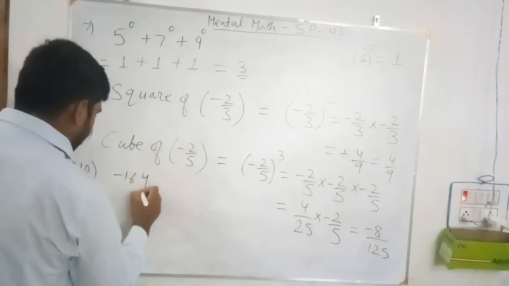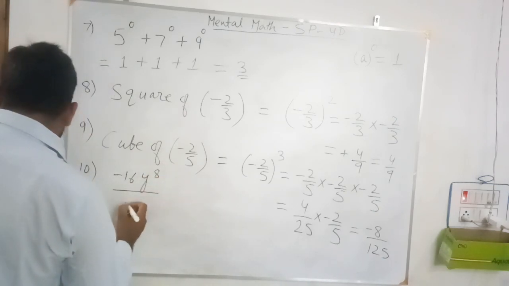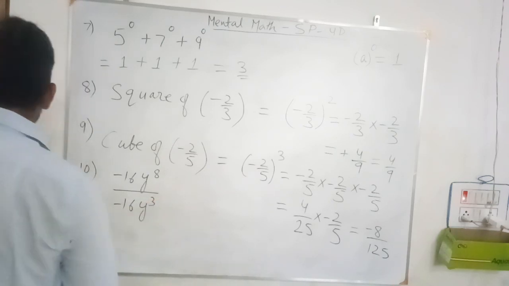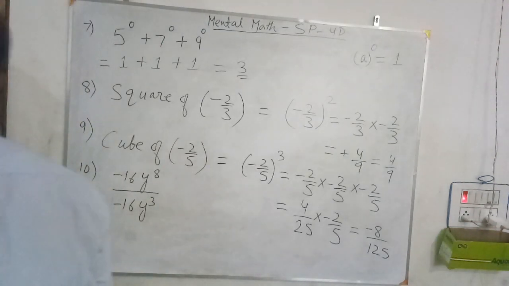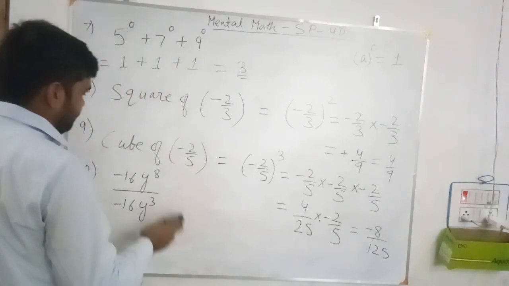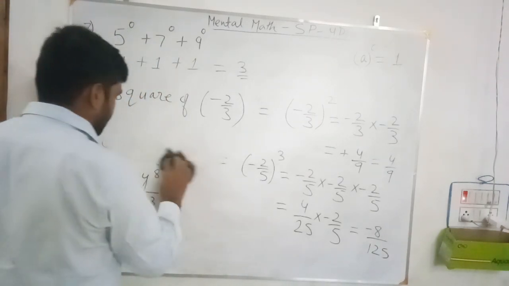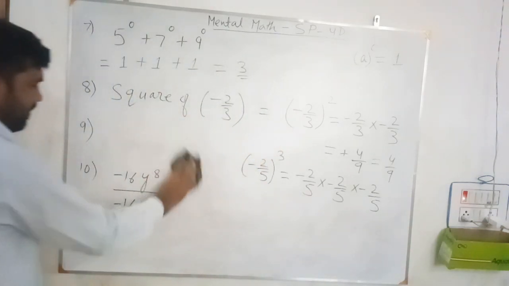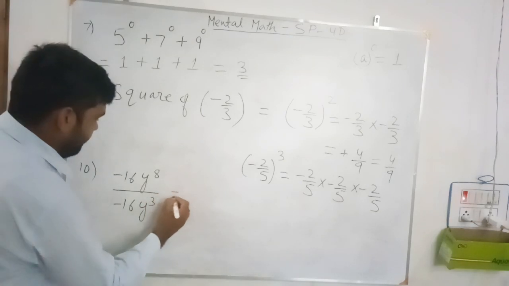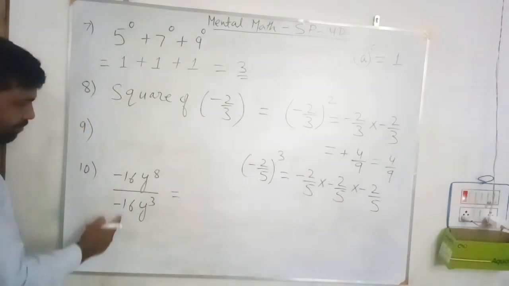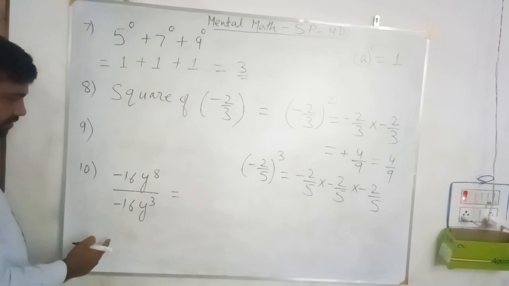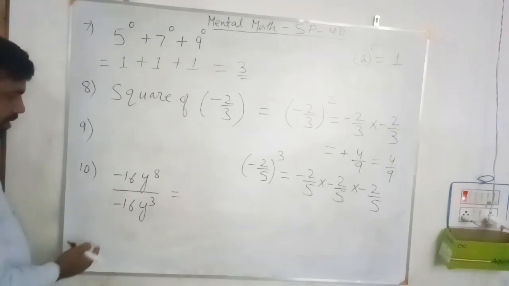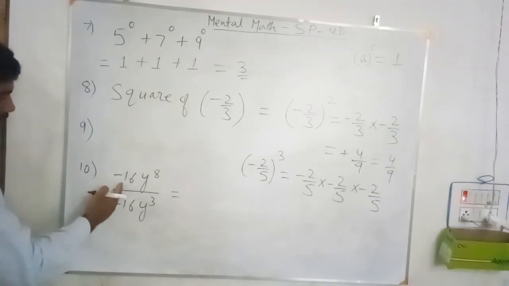Now the last question, 10. Minus 16 y to the power 8 upon minus 16 y to the power 3. Now see this question. This minus 16 in both is the same, so that will be cancelled. Or we can say there are two different bases here, because both are multiplied, two different bases, minus 16 and y.